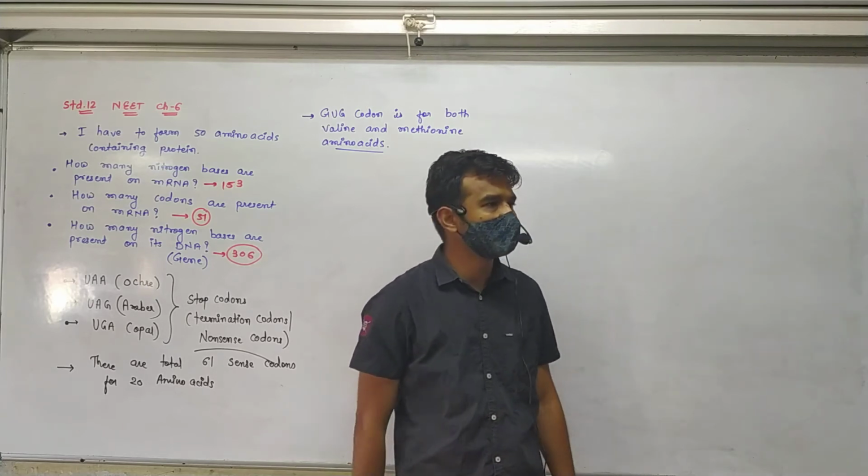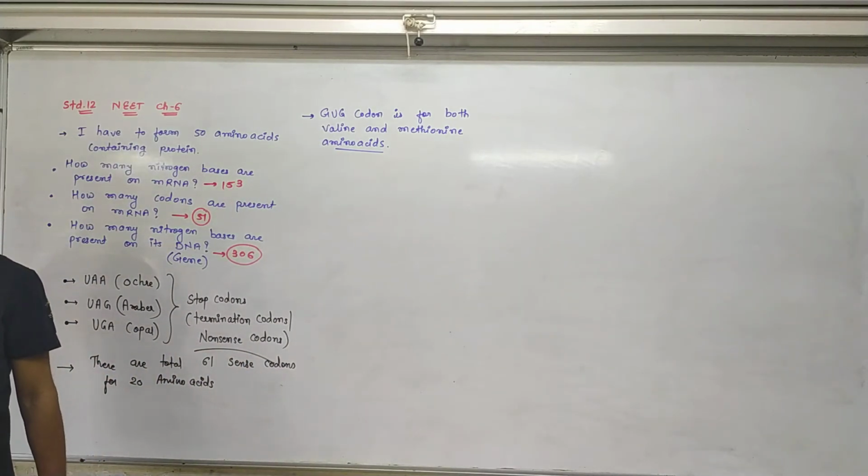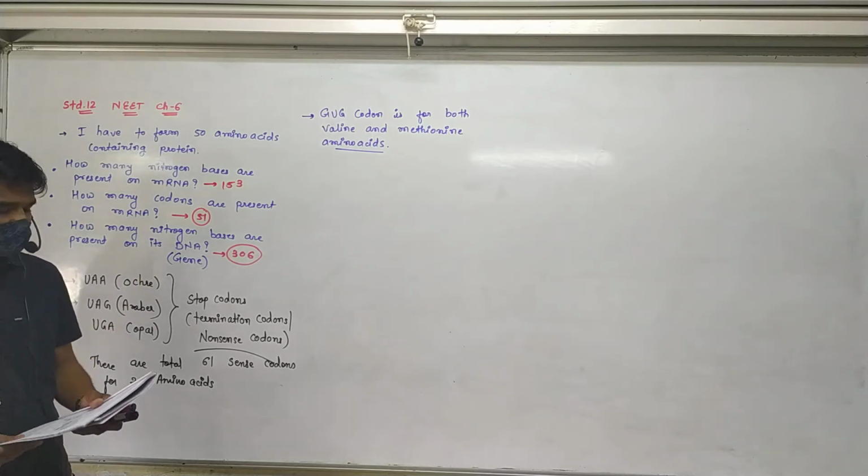Okay, so this E. coli bacteria belongs to the Monera, prokaryotes. Fine, that's why the polycistronic type of gene is there.